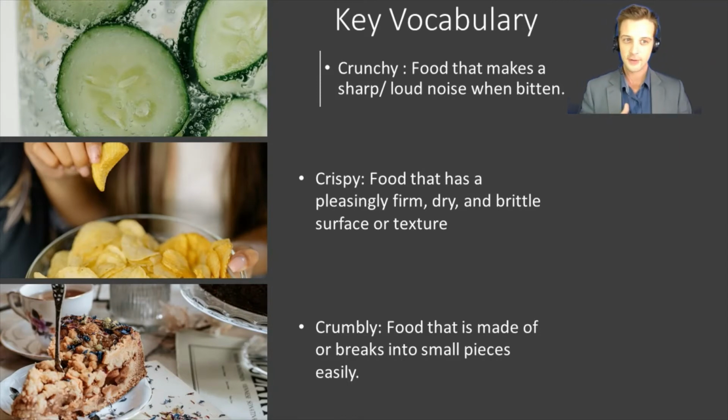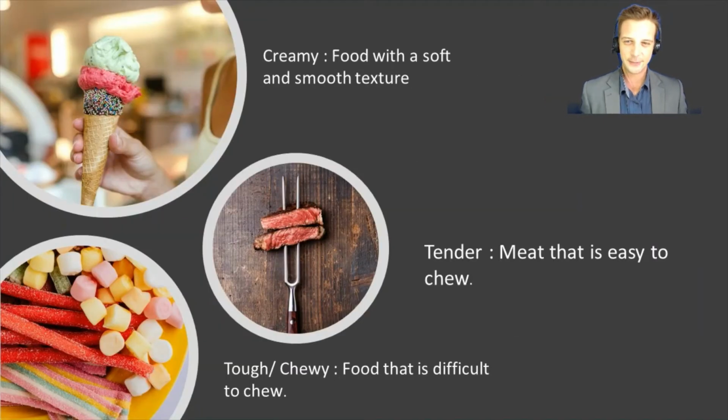Word number 3, crumbly. Food that is made of or breaks into small pieces easily. A small piece that breaks off of food is called a crumb. C-R-U-M-B. Crumb. That's why we call food that breaks into small crumbs crumbly food. And the example I've got here is an apple pie, apple crumble, it's also called. Right? Let's move to the fourth word, creamy.